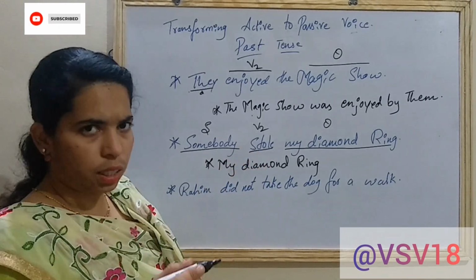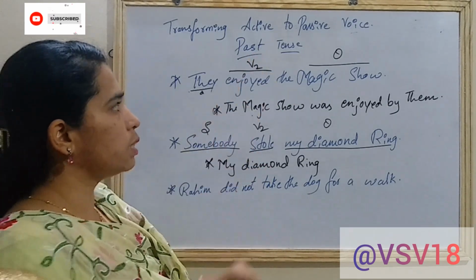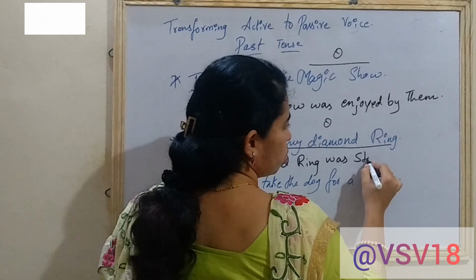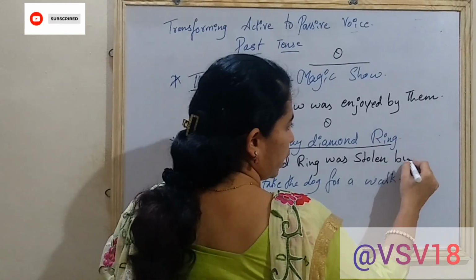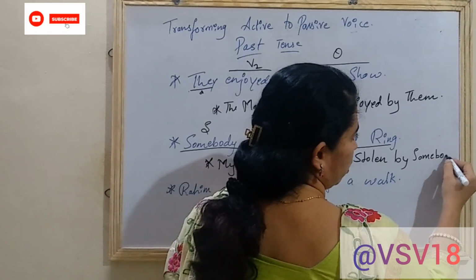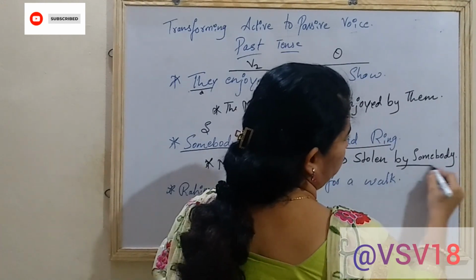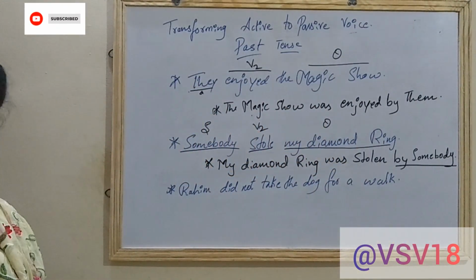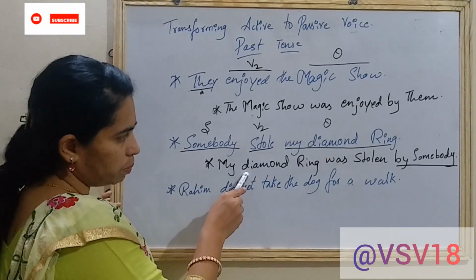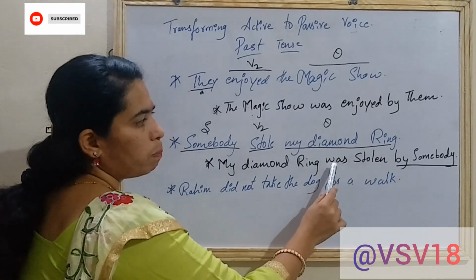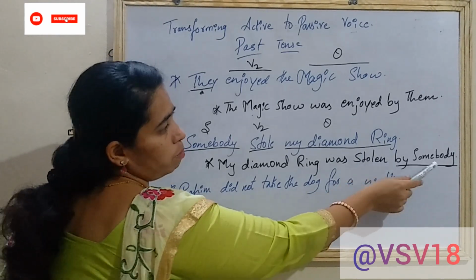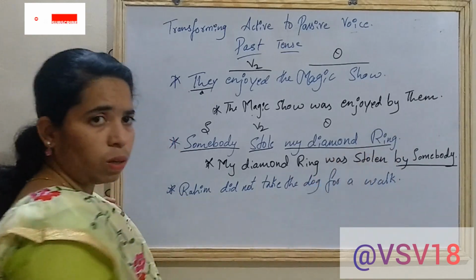Steal, stole, stolen. But to maintain the past tense, we will use was. My diamond ring was stolen, the medium by, somebody. If you don't add this, it is also a proper form of passive voice. My diamond ring was stolen by somebody. See, object changes to subject, subject changes to object. Past tense, we are maintaining the past tense, V3 form of the verb and by as a medium and our main subject changes into object.